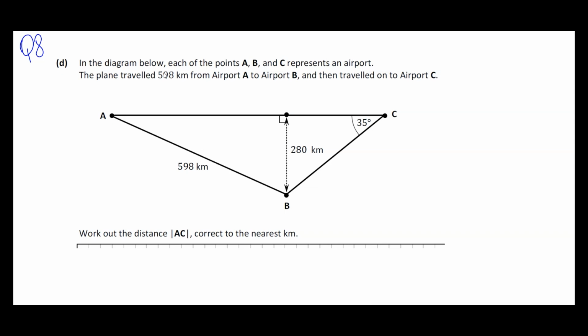The plane traveled 598 kilometers from airport A to airport B. So this distance here, 598 kilometers. And then traveled on to the airport C. So from A to B and then to C. Okay, so what do we need to do? We have to work out the distance AC, correct to the nearest kilometer. So this is actually the distance we are looking for.